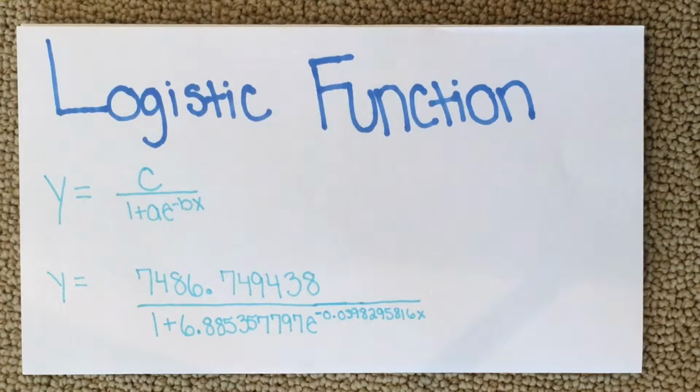To find the growth rate of our logistic function, we find the absolute value of our B value, which is negative 0.0398295816. So the absolute value of that would be 0.0398295816. Then you multiply this value by 100 to find the growth rate percentage. This means that our growth rate of our logistic function is 3.98%.